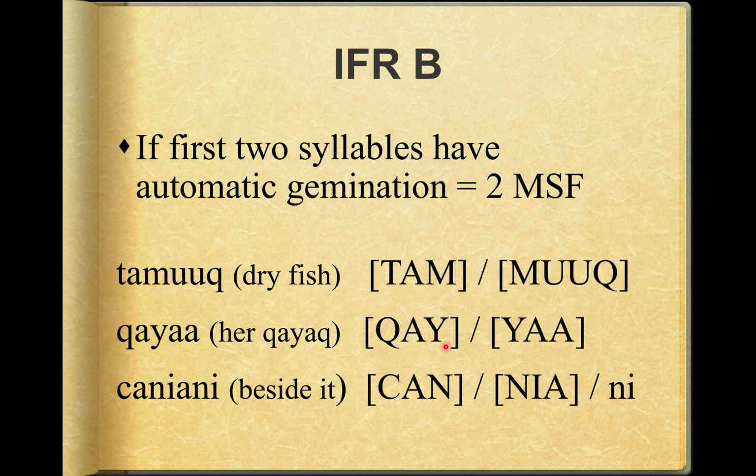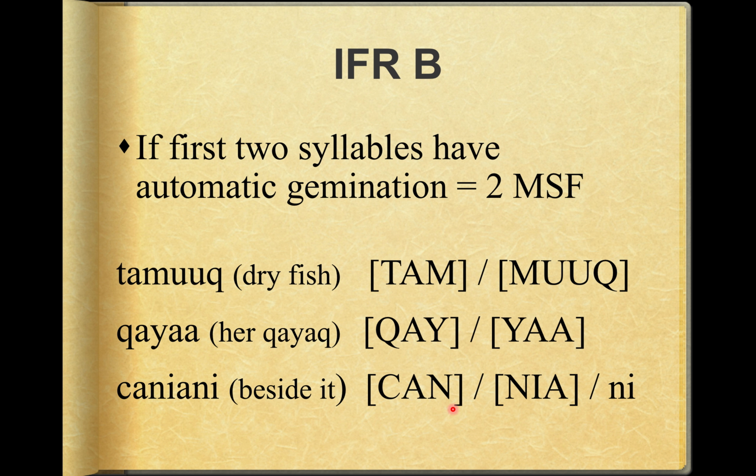The second word is kaya, like her kayak, and the Y is geminated. The first syllable is closed. When you have gemination, it's going to be closed. The second syllable is open, but it's the end of a word, so it's not going to get lengthened.